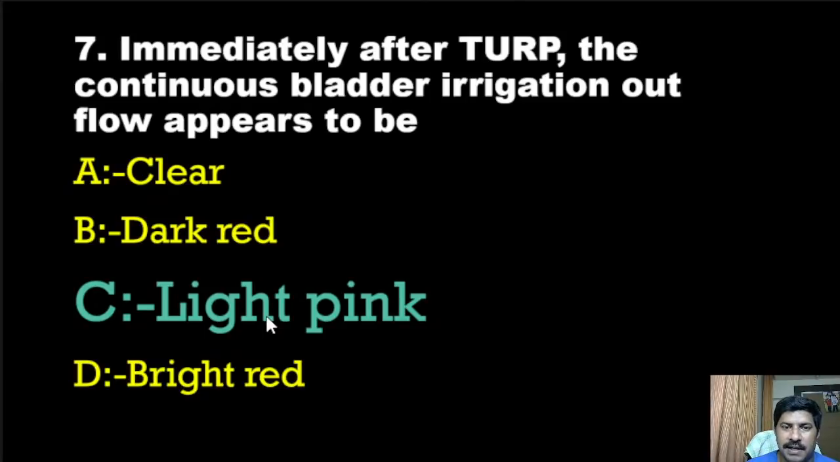In that irrigation, the blood clots and small bleeding points will cause the urine color to be light pink. And till the urine gets clear, till that time we will do the irrigation. So usually in 40 to 72 hours urine becomes clear, and till that time the irrigation will be there.